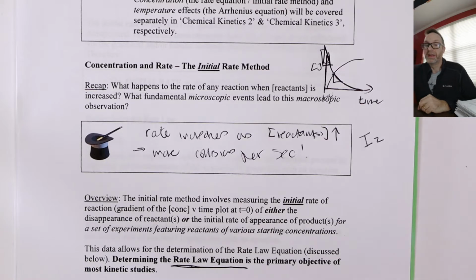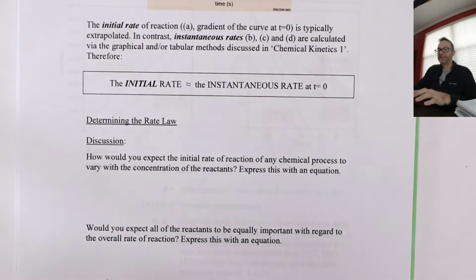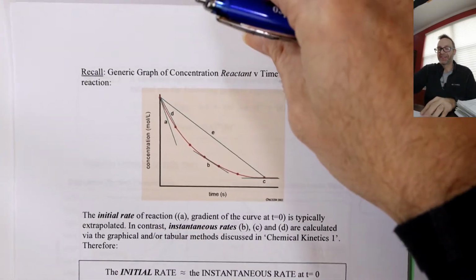You can actually predict, if I throw these two reactants in there at these specific concentrations, how fast will it go? And you can figure that out. All right, so there's our generic graph again. You saw that one last time.